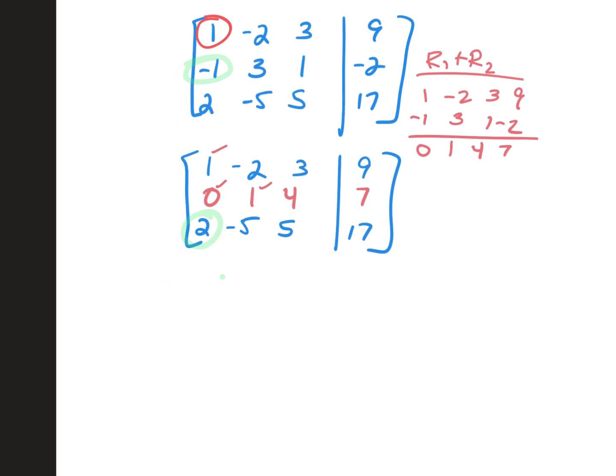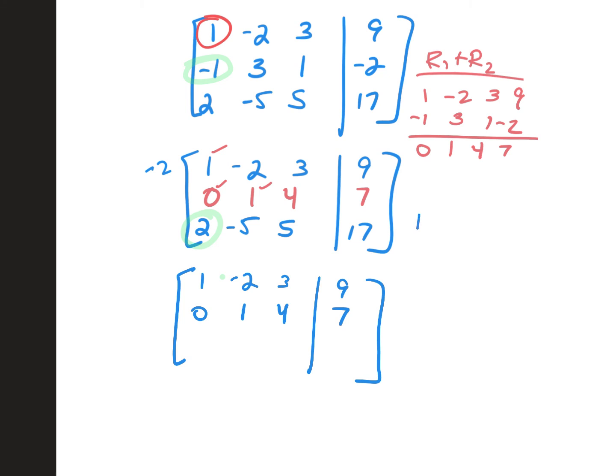Again, our first row is fine, and so is the second row. So just rewrite them. 1, negative 2, 3, and 9. 0, 1, 4, 7. Now, I want that 2 to cancel out. So what should I multiply what row by? The first row by negative 2. Okay, first row by negative 2. I agree.